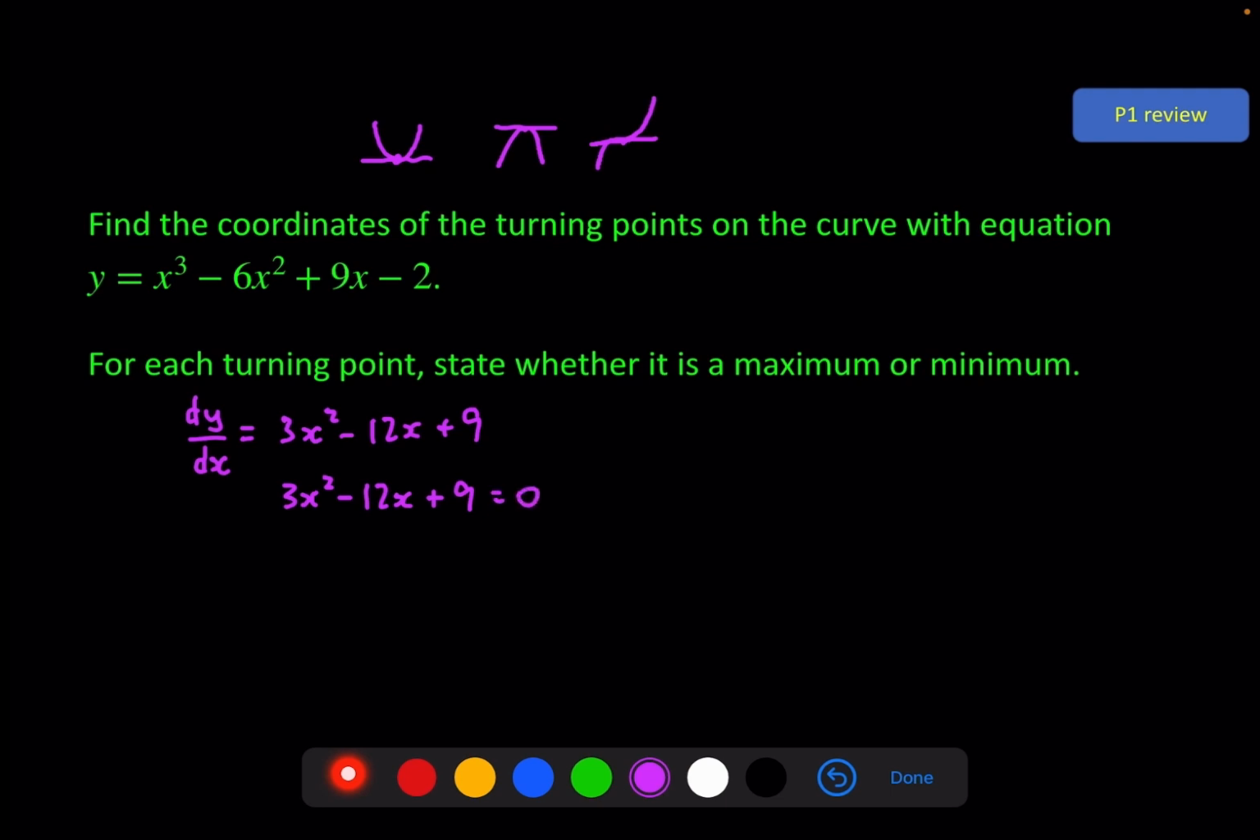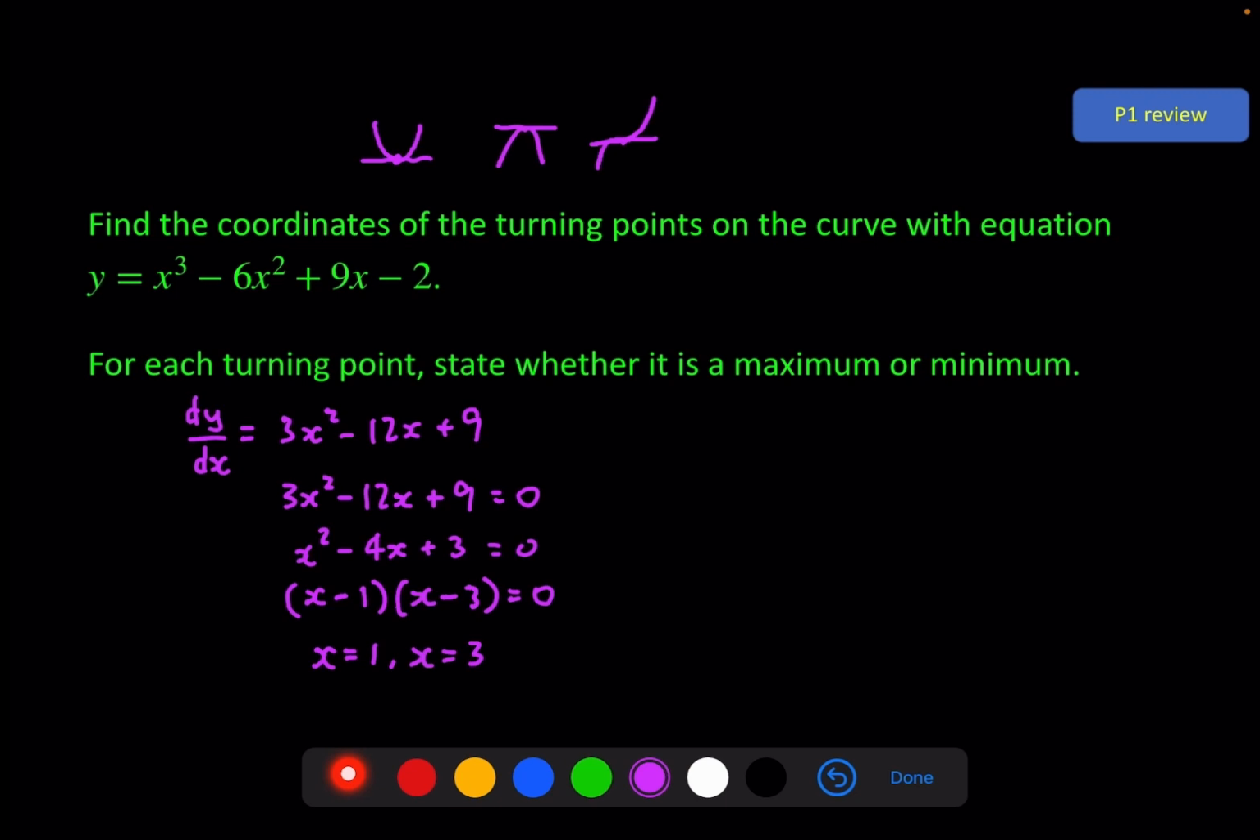So we set this equal to 0 and solve it. Here I can divide everything by 3 to make it easier. And we get x minus 1, x minus 3. So x equals 1, x equals 3.